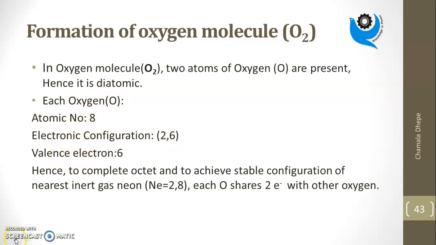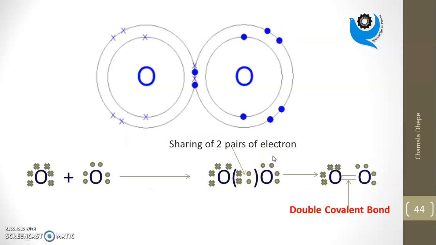How many valence electrons are here? There are 6 valence electrons, and hence, to complete the octet and achieve the stable configuration of the nearest inert gas neon, each oxygen shares 2 electrons with the other oxygen. See here, one oxygen, its electrons shown by the cross mark. Its electronic configuration, as I already said, is 2, 6.